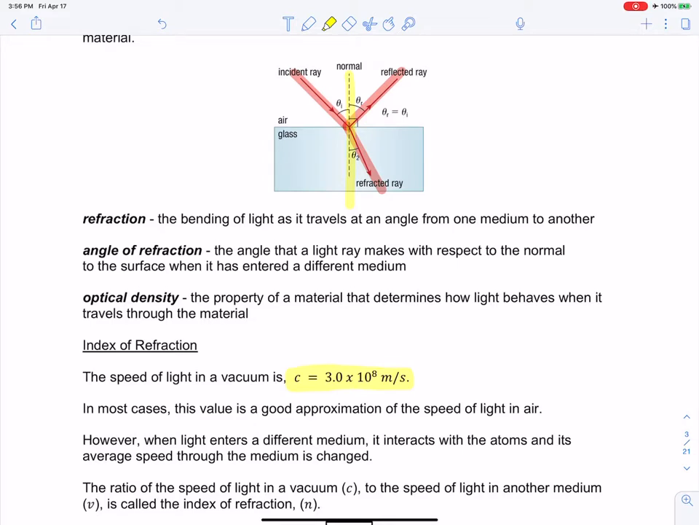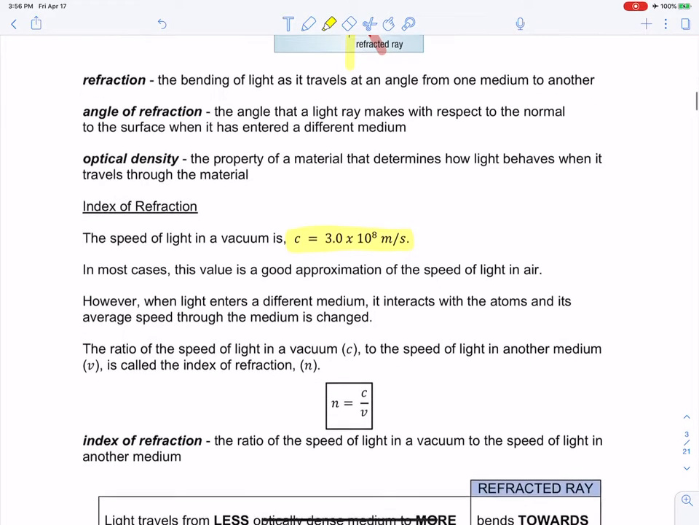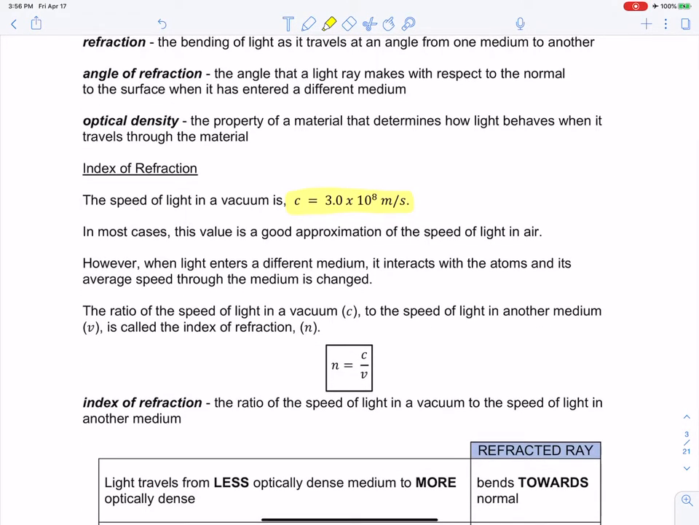We know that when light travels from a vacuum into air, the molecules in air actually cause light to slow down a small amount. However, when light enters a different medium, it interacts with the atoms, as I mentioned, and the average speed through the medium is changed. The ratio of the speed of light in a vacuum to the speed of light in another medium is called the index of refraction. And the index of refraction is governed by this equation. n is equal to c over v, where c is the speed of light in the vacuum and v is the speed of the light in another medium.